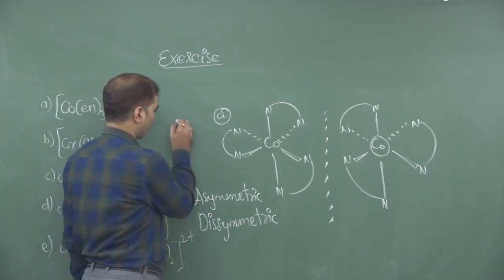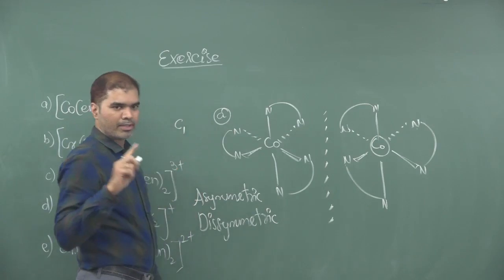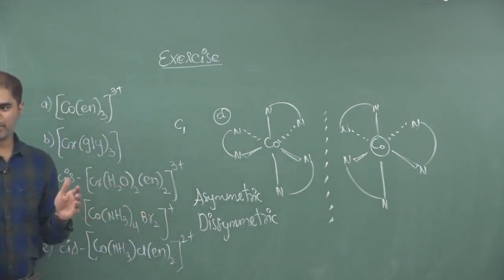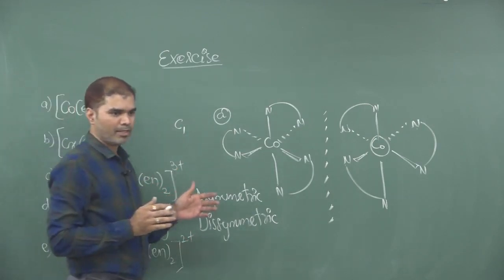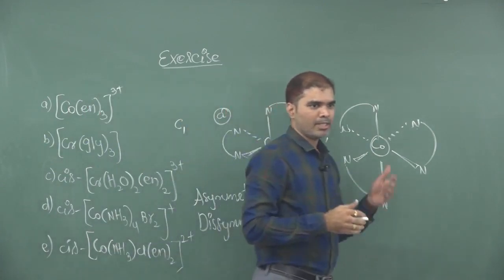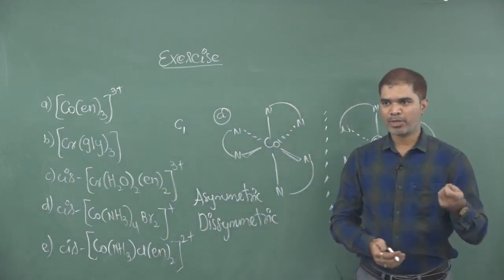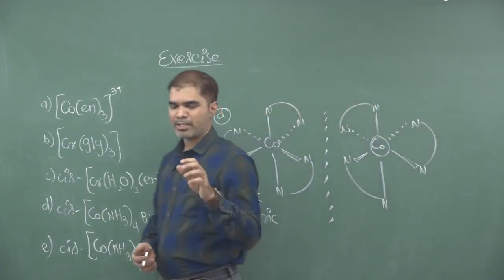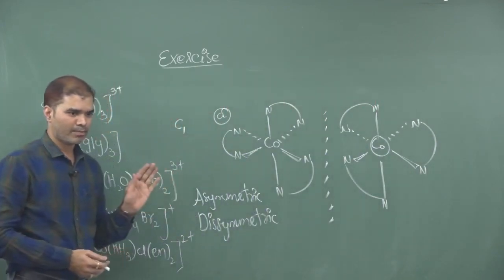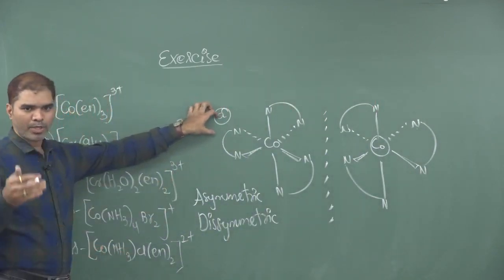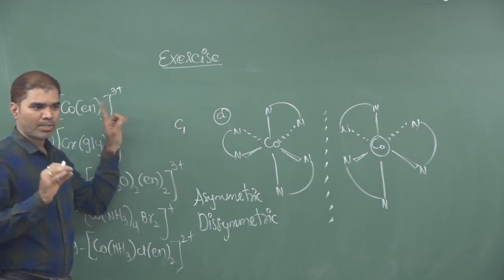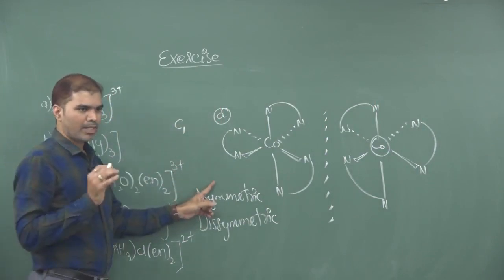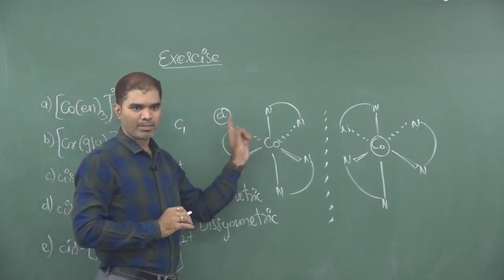Asymmetric means C1. In symmetry there are some point groups. Whatever molecule is given, you have to work out some symmetry elements. Based on those symmetry elements, we will derive a point group. Depending on the point group, I can say whether a molecule is optically active or inactive. Out of plenty of point groups, any molecule that belongs to the C1 point group is called asymmetric.